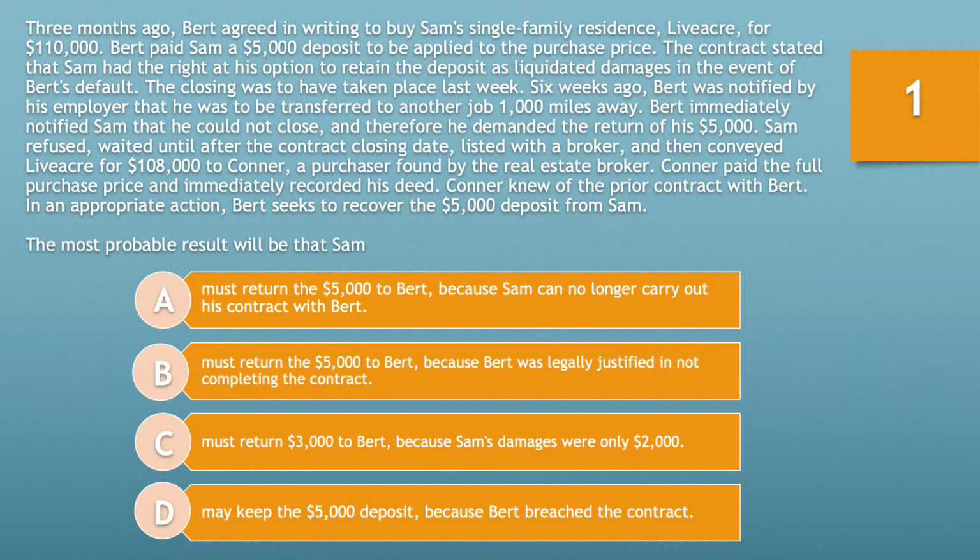In an appropriate action, Bert seeks to recover the $5,000 deposit from Sam. The most probable result will be that Sam: A, must return the $5,000 to Bert because Sam can no longer carry out his contract with Bert. B, must return the $5,000 to Bert because Bert was legally justified in not completing the contract. C, must return $3,000 to Bert because Sam's damages were only $2,000. Or D, may keep the $5,000 deposit because Bert breached the contract. Take 10 seconds and choose the best option now.